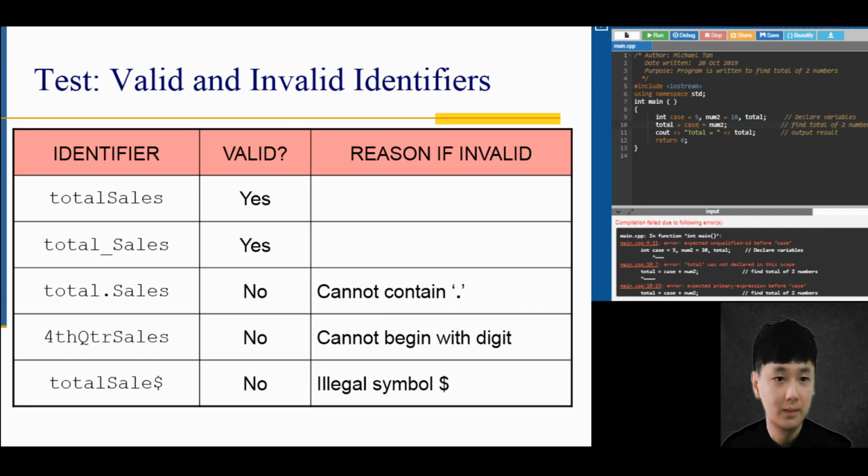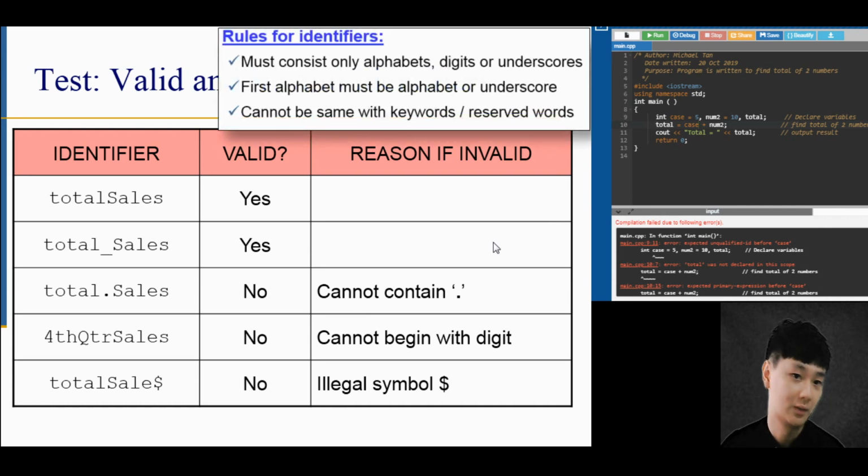So, test valid and invalid identifiers. Let's refresh: what are the rules? The identifier consists of only digits, alphabets, and underscore. The first character cannot be a digit. And the third rule: it cannot be the same as a keyword or reserved word.